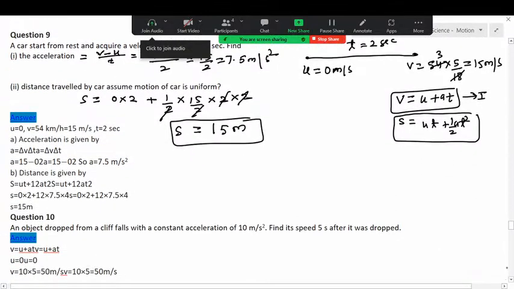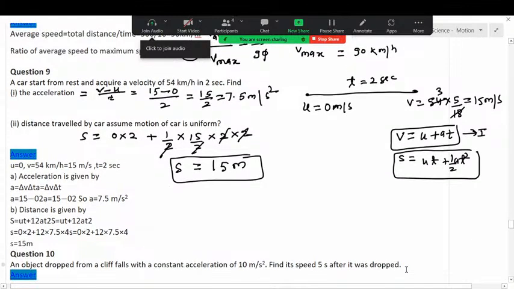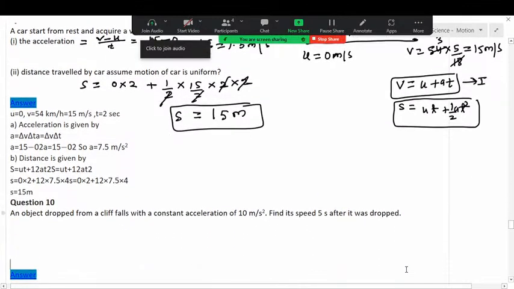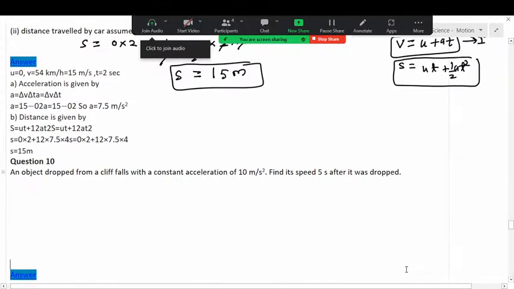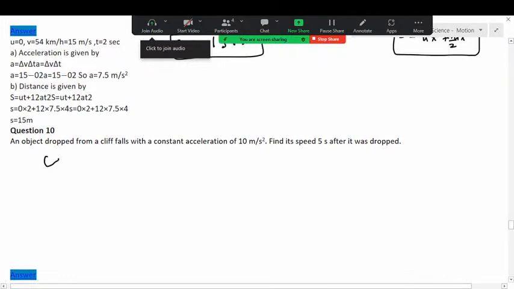Now question number 10 is here for you, and I think you can answer this question. An object dropped from a cliff. It's like that. There is a cliff, and this is the ground, let's say. You have just dropped the object from this cliff and it just falls down to the ground. This is the scenario. An object dropped from a cliff falls with a constant acceleration. The acceleration here is constant. It is called acceleration due to gravity. Find its speed 5 seconds after it was dropped.